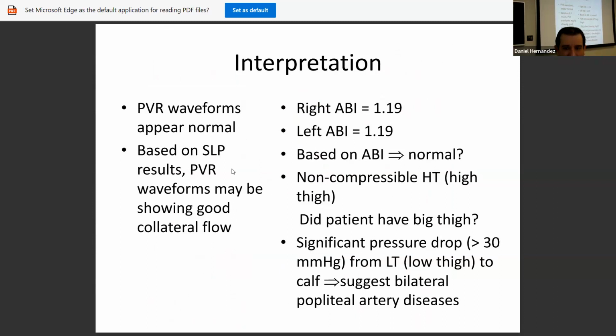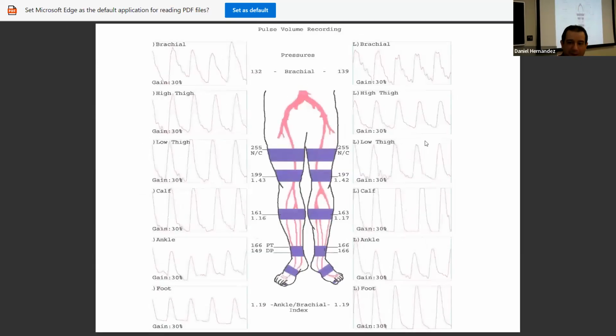Based on SLP results, PVR waveforms may be showing good collateral flow. PVR waveforms all appear normal. Based on ABI, is it normal? Yeah. So this is a tough case study. This would be something where you just report your preliminary findings to the doctor.